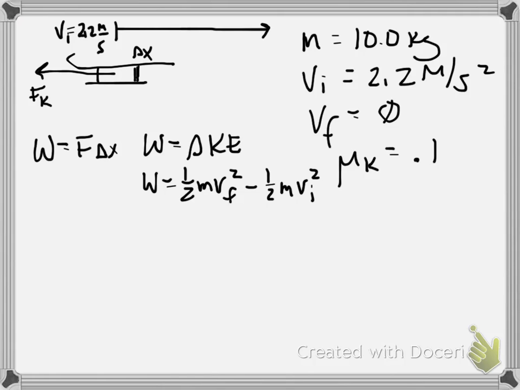Okay, we know that final velocity is 0, so that whole term goes away. Great. So we have work is equal to negative 1/2 mass initial velocity squared. There, negative. Okay. Where do we go from here? This is what we're looking for. So we're going to end up plugging everything back into that equation to solve for delta x.